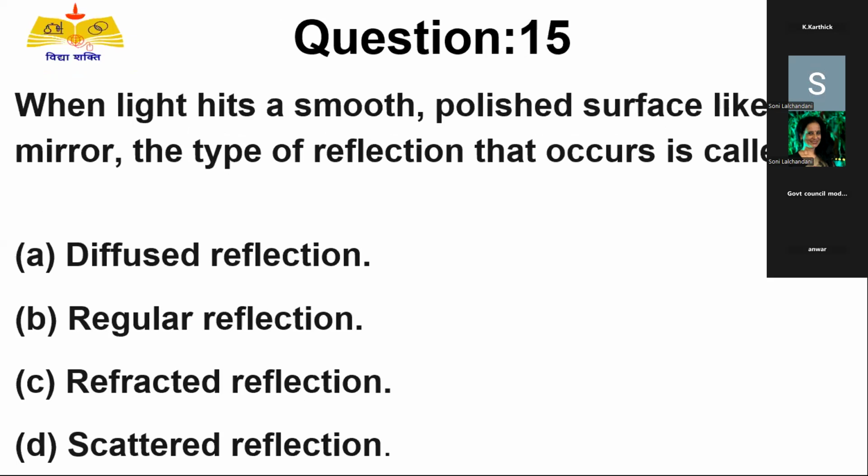Question number 15. When light hits a smooth polished surface like a mirror, the type of reflection that occurs is called A. Diffused reflection, B. Regular reflection, C. Refracted reflection, D. Scattered reflection. A, B, C, or D? Right. When light hits a smooth polished surface like mirror, the type of reflection that occurs is called.